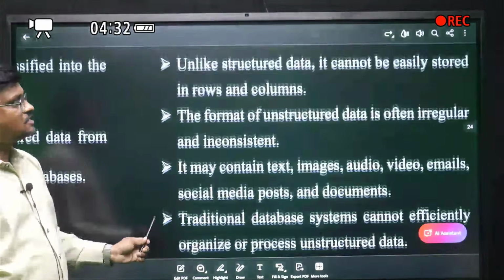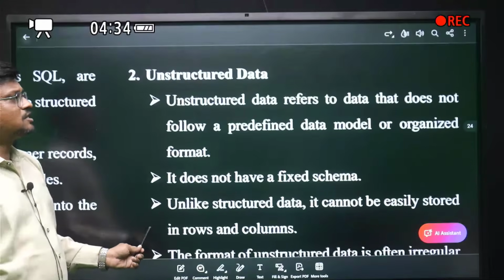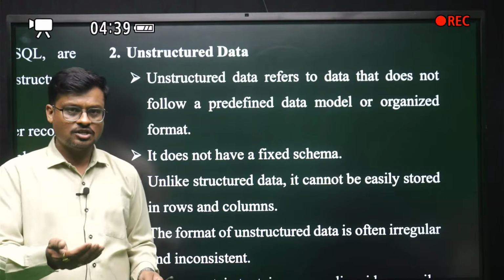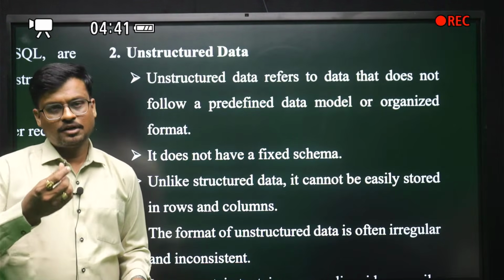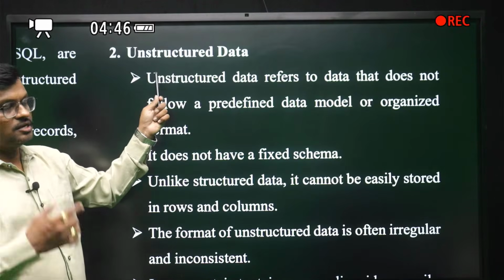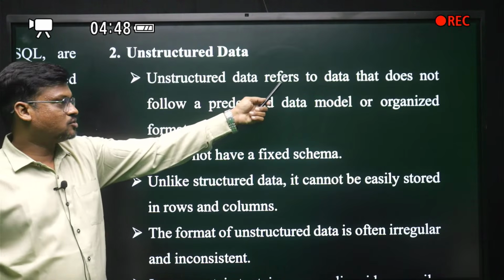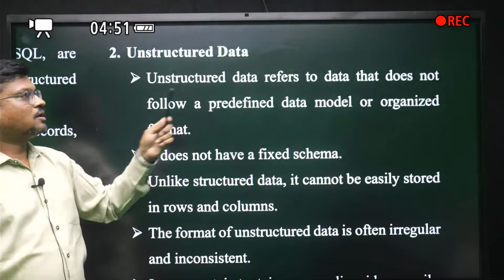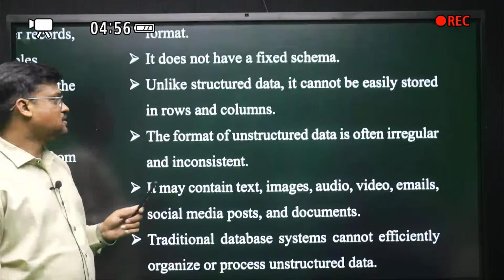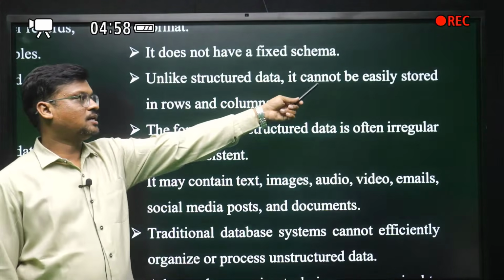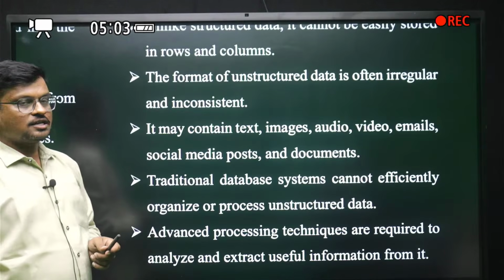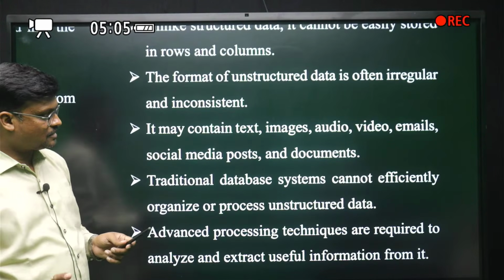The second one is unstructured data. Unlike structured data, it is not stored in the form of rows and columns. It can be an image, a simple graphic, a simple chart in your data can be considered as unstructured data. Unstructured data refers to data that does not follow a predefined data model or an organized format. It will not have any fixed schema. Unlike structured data, it cannot be easily stored and managed in your database. The format of unstructured data is often irregular and inconsistent as well.